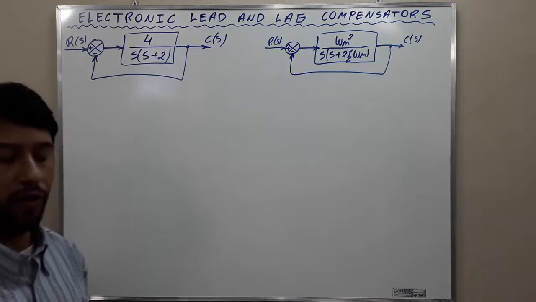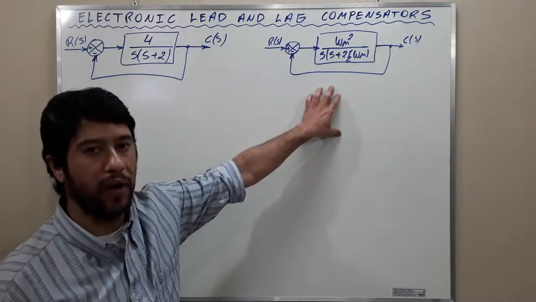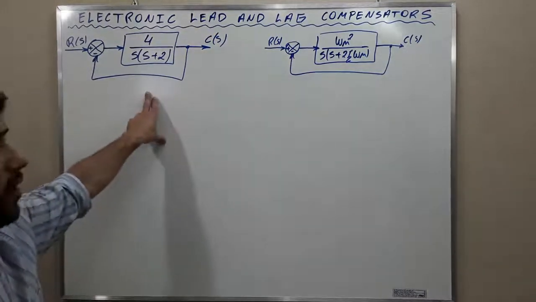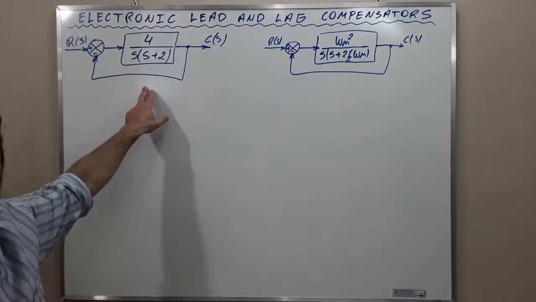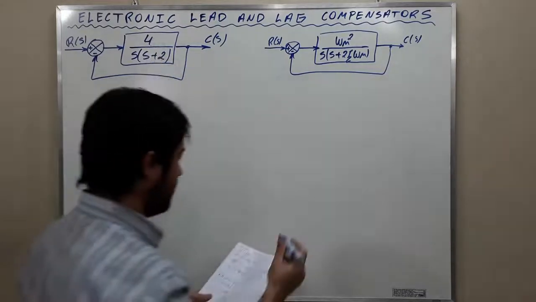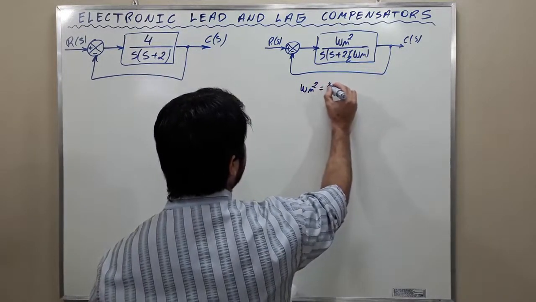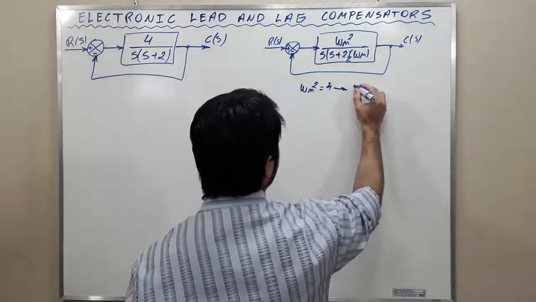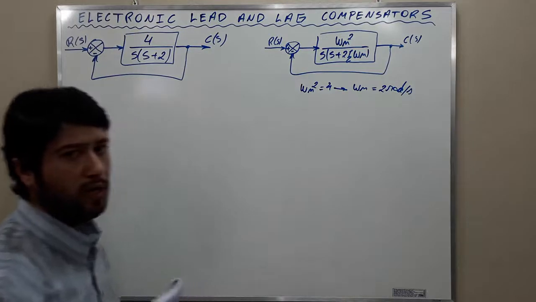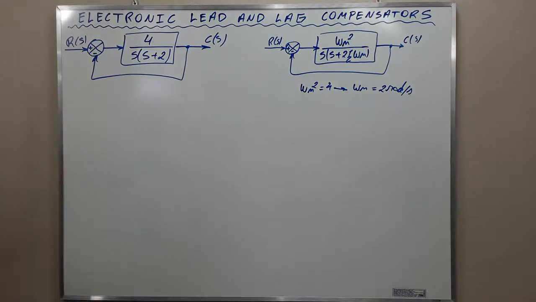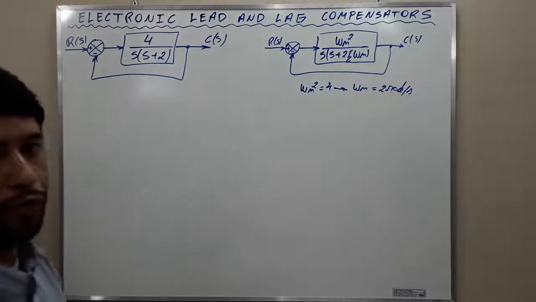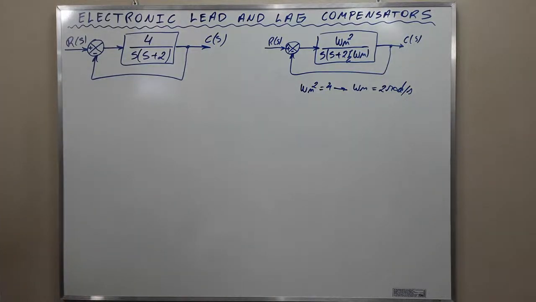Observe that a general second order system can be modeled by this block diagram. Okay, we are going to use this to understand what's going to be done here. Wn squared is 4. Okay, Wn squared is equal to 4. Consequently, Wn is 2 radians per second. The uncompensated system has the undamped natural frequency equal to 2 radians per second. We want 4 radians per second without changing the damping ratio.